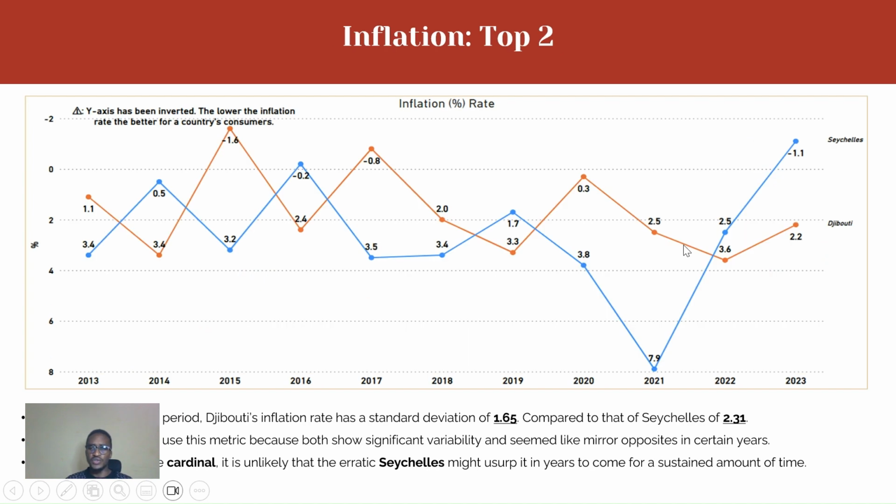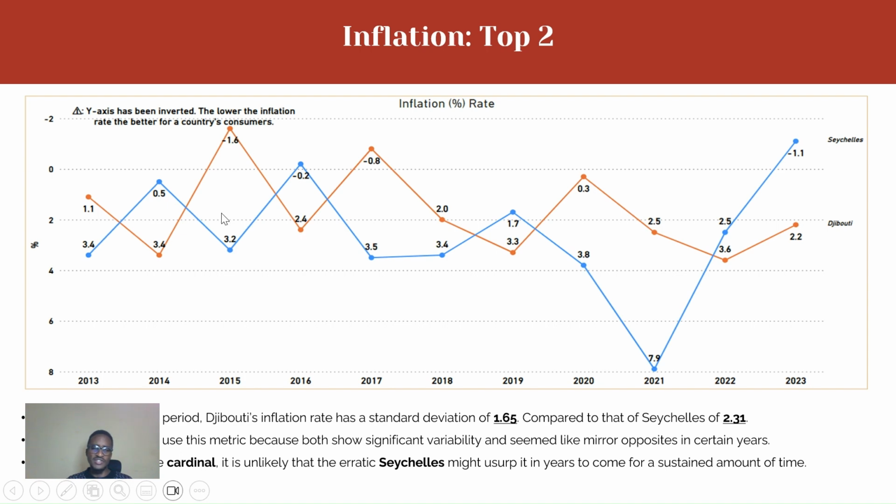Then, if you now zone in on the top two nations, you'll look at Seychelles and Djibouti as your top two. Now, a few things. One, the y-axis has been inverted here because remember, if the inflation rate is lower, it's better for the country. Normally, people perceive the line at the top of a line chart as the one that's better than the ones at the bottom. So just to, in a sense, align with that psychological tendency that a viewer would have, that's what motivated the inversion of the y-axis here.